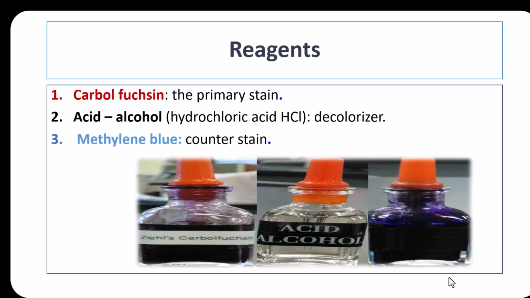This is the decolorizer. It removes the red color from the non-acid-fast bacteria but cannot remove it from the acid-fast ones. The counterstain is methylene blue. It's a blue that colors the non-acid-fast bacteria. So we can differentiate between the two groups of bacteria, acid-fast and non-acid-fast, by using this stain.